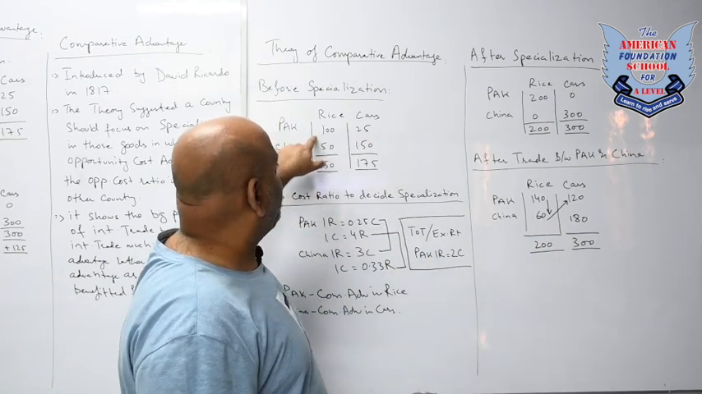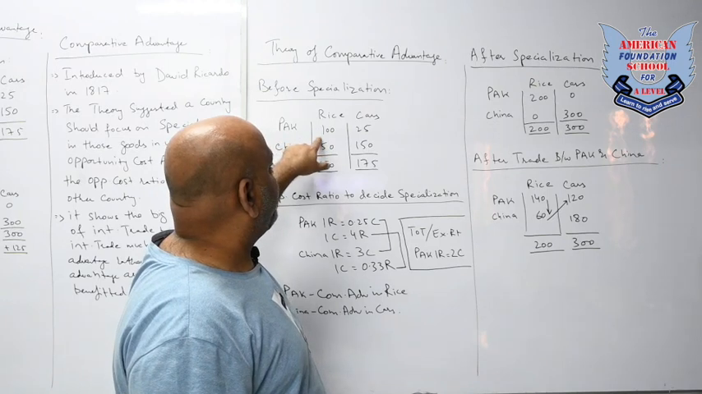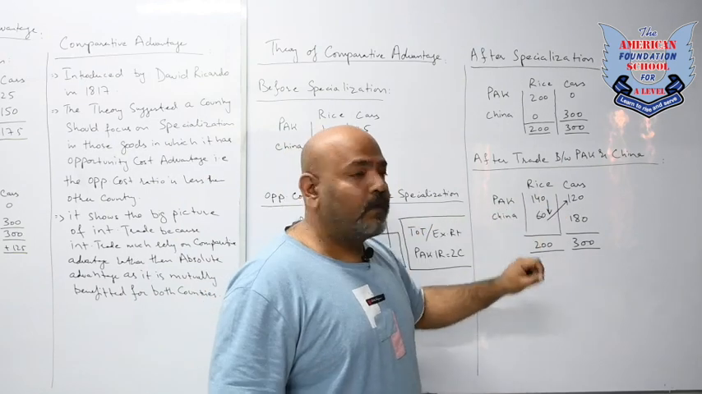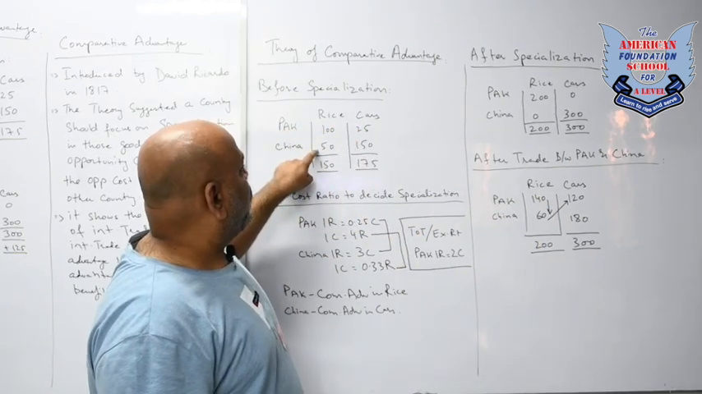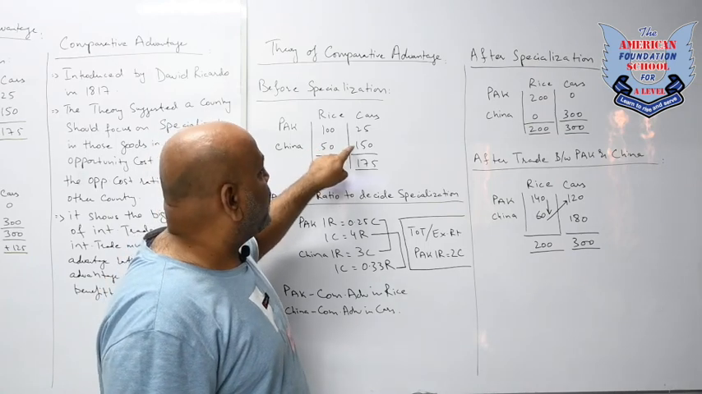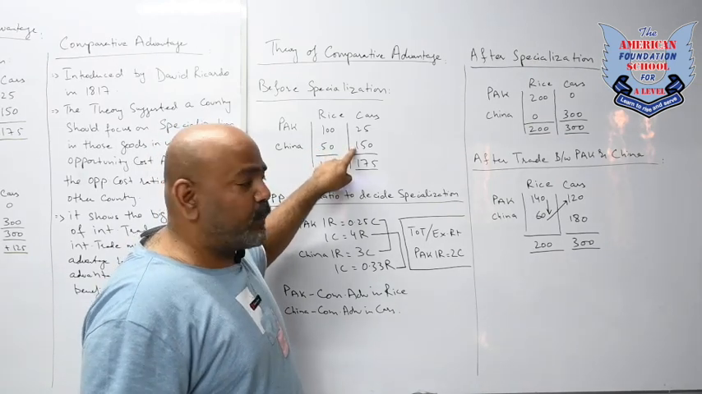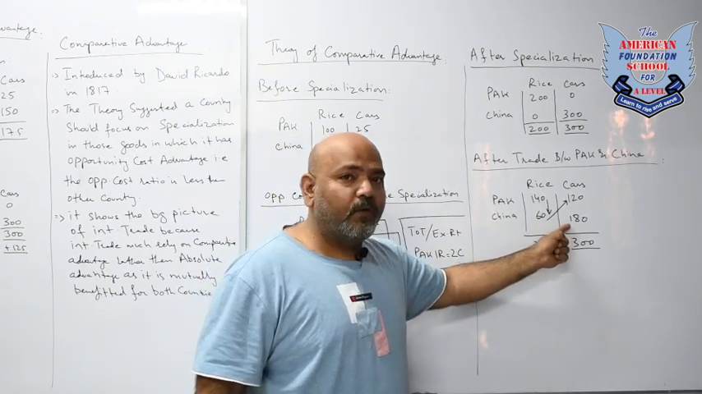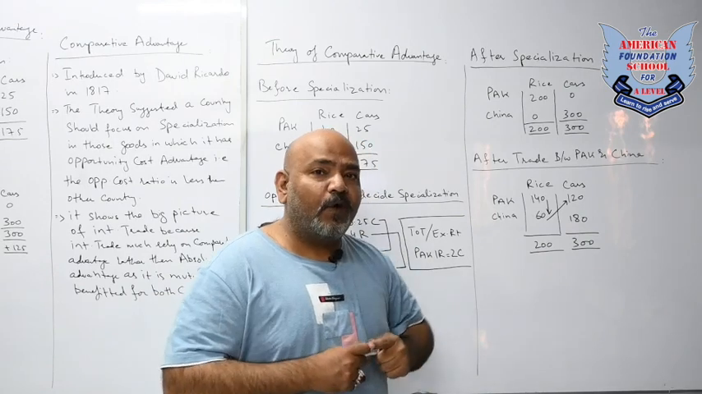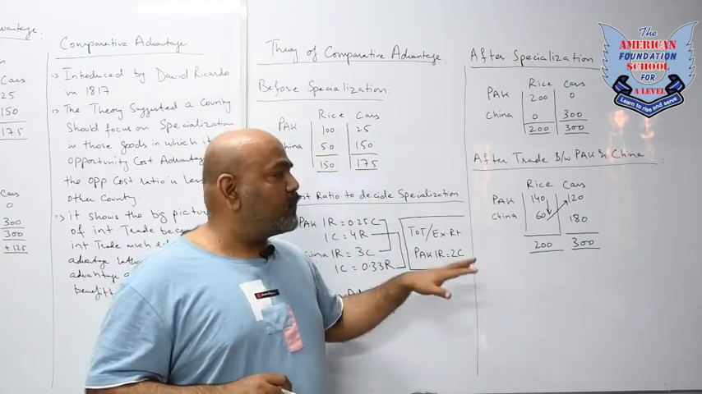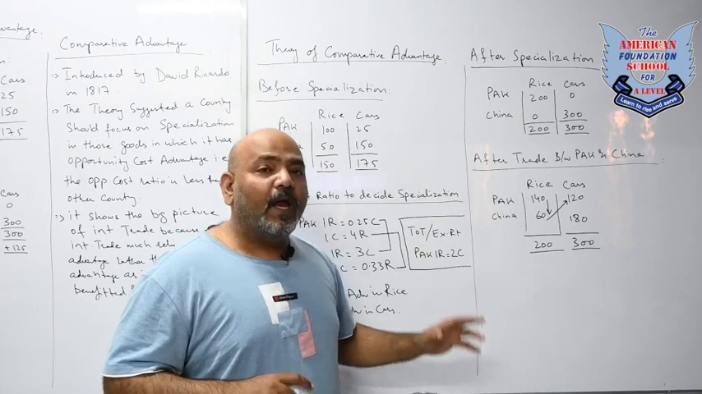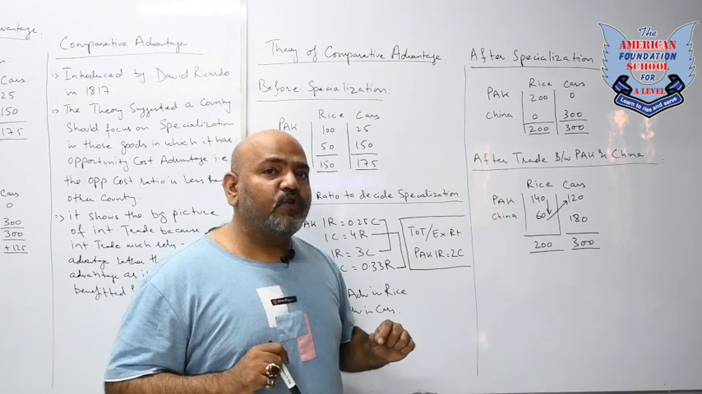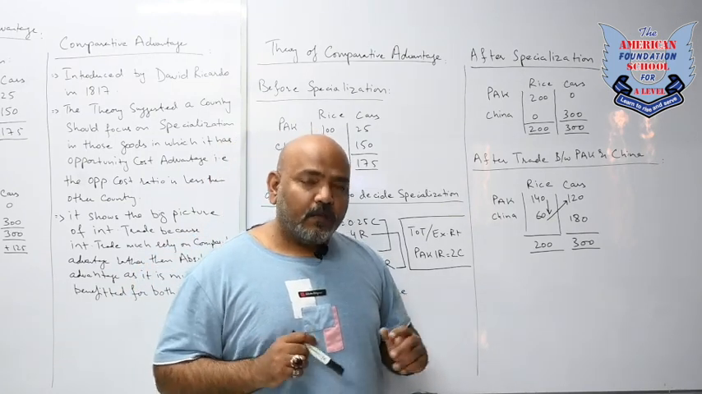Now look again. Before specialization and trade, Pakistan itself required 100 units of rice and 25 units of cars. Now the situation is better off. China previously required 50 units of rice and 150 units of cars. After trade and specialization, look at China. It is getting more units of rice and more units of cars. So according to comparative advantage, it is proved that it is mutually beneficial for both countries, and world trade will gain more depending on comparative advantage rather than absolute advantage. Thank you very much.